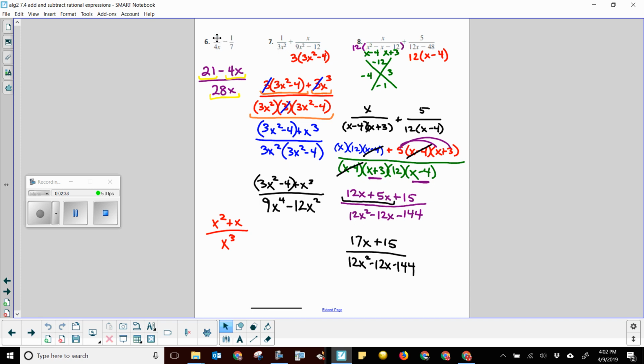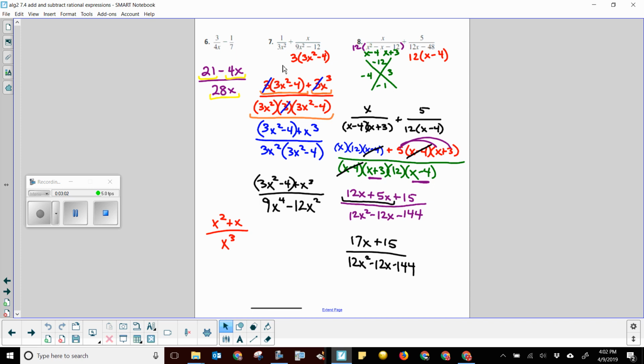So this one here, 3 times 7 is 21, 4x times -1 is -4x over 28x. Simple enough. On this one, like I said, we're going to factor, so we factor here. 1 times this is just that. 3x squared times x is now 3x to the third. Over, and I just shoved all this together. And I put this 3 in its own parentheses, because it's still kind of multiply.